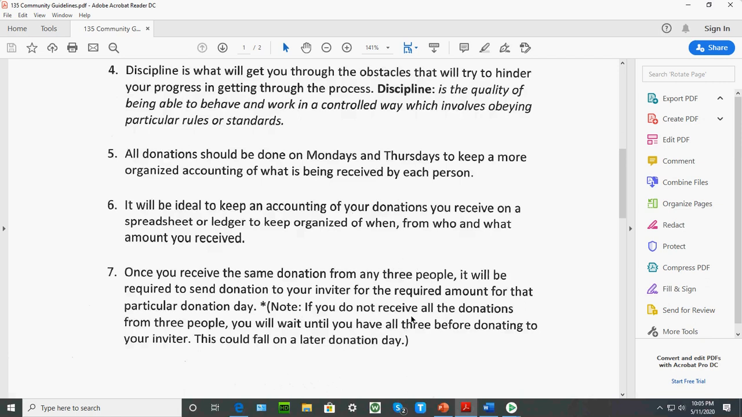So you want to keep everything organized without getting things all mixed up. Just whenever you receive the 3 donations of the same dollar amount, that's when you send the donation that's required to your inviter. Keep it simple. Keep it organized.